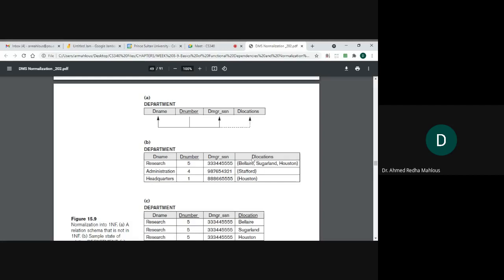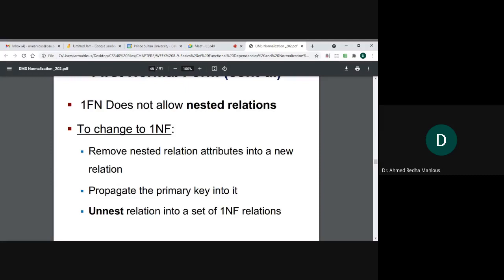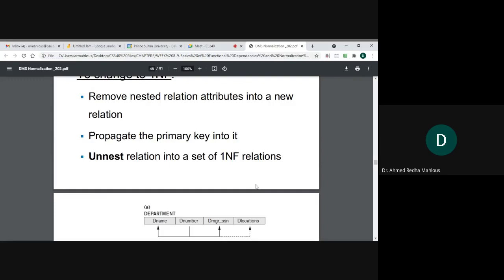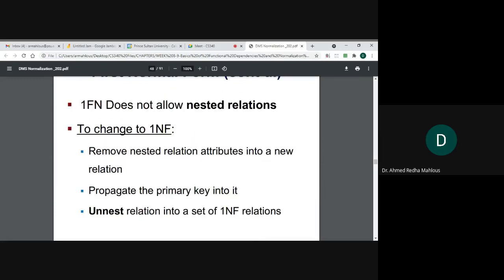The solution is to take that department, and we just divide that location into unique values with repeating. This is what we said. We propagate the primary key into it. We remove the nested relation attribute. This is considered nested because we do have many values. We remove that one. We unnest the relation into 1NF.